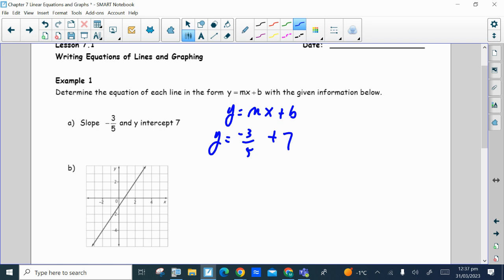Like that? Is that right, Jan? Except you're missing the x. Got to have the x as well. Negative 3/5 x plus 7 would be the equation.